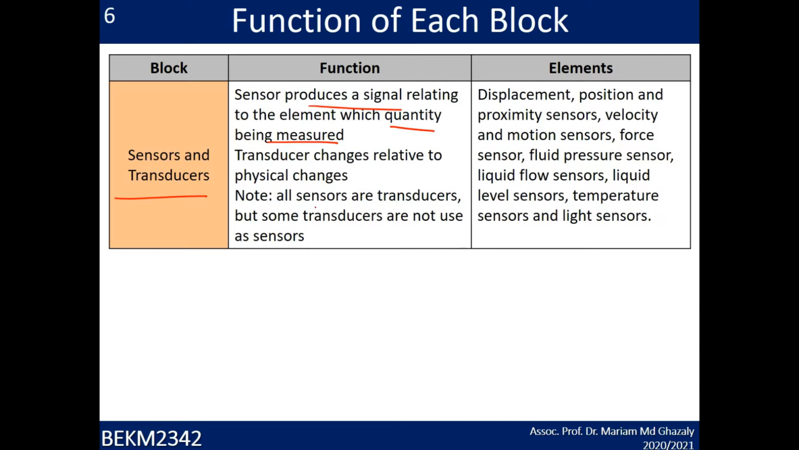So note here is that all sensors are transducers, but some transducers may not be sensors. This one I have explained in class for chapter 2 in the previous class on sensor and transducer. So the elements of sensors can be displacement, position, proximity. If you see here, displacement, proximity, and position might be similar, but they have different functions.